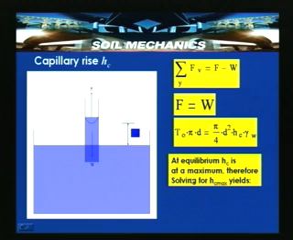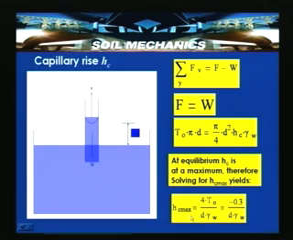Now, at equilibrium Hc is at a maximum, therefore solving for Hc max yields Hc max is equal to 4T by d gamma W. Gamma W is the unit weight of water. So, this can be expressed as Hc max is equal to 0.306 divided by d, where d is the diameter of the tube, or in reality d can be the pore size.